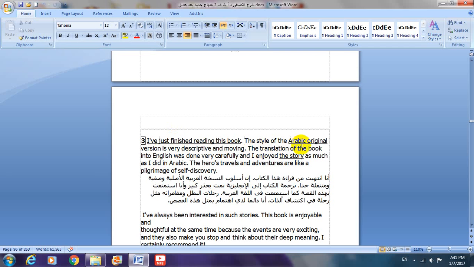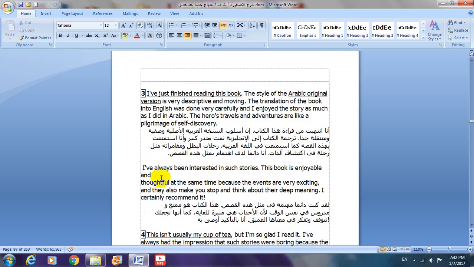3. I have just finished reading this book. The style of the Arabic original version is very descriptive and moving. The translation of the book into English was done very carefully and I enjoyed the story as much as I did in Arabic. The hero's travel and adventures are like a playground of self-discovery. I have always been interested in such stories.